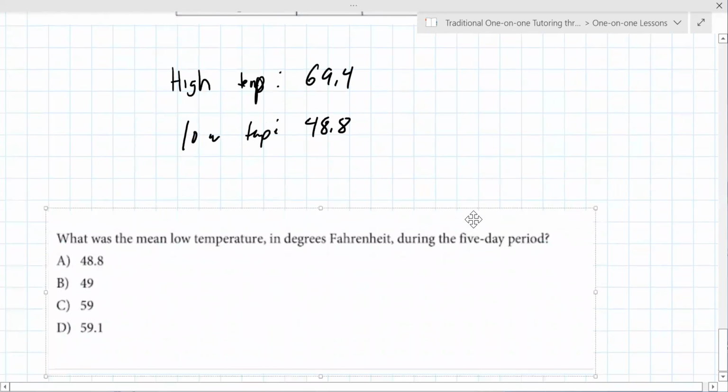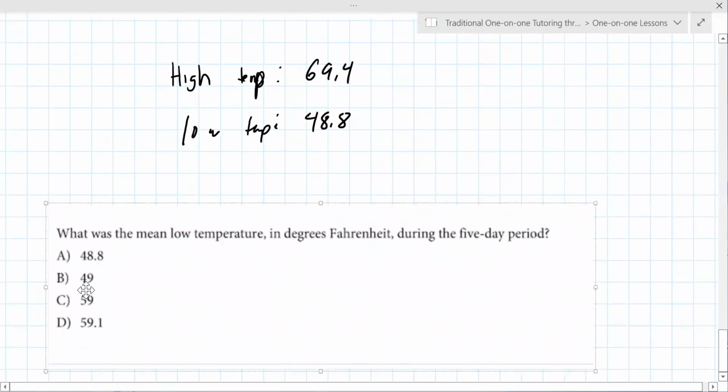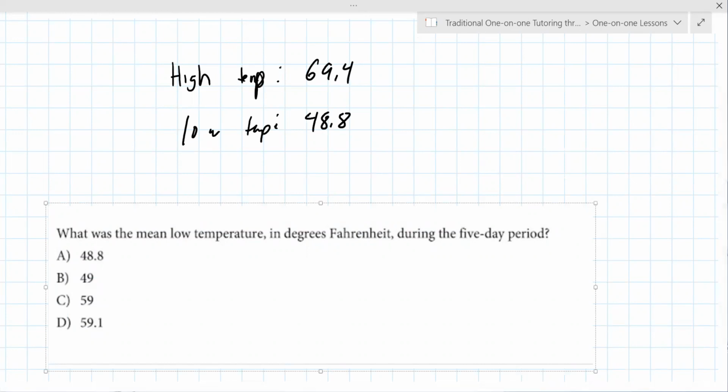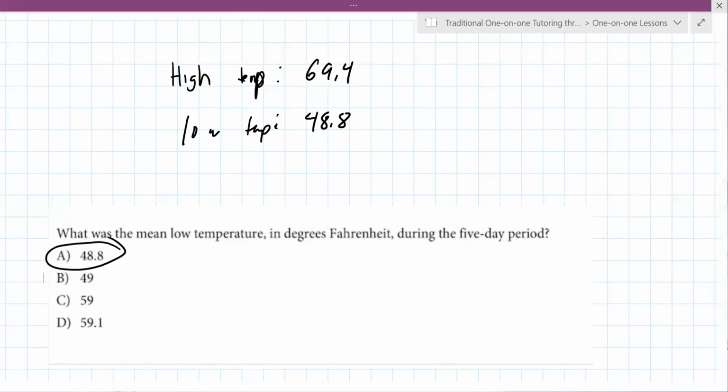Okay, so I want you to read the question and tell me the correct answer, please. What is the mean low temperature? 48.8. Very good. Okay, so I'm going to give you a little bit different question here.